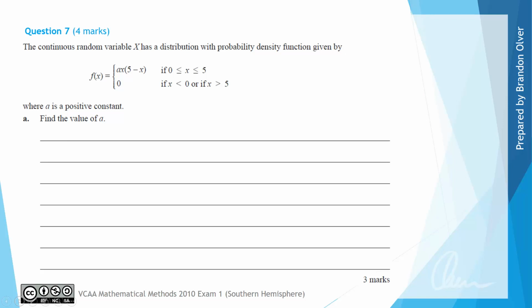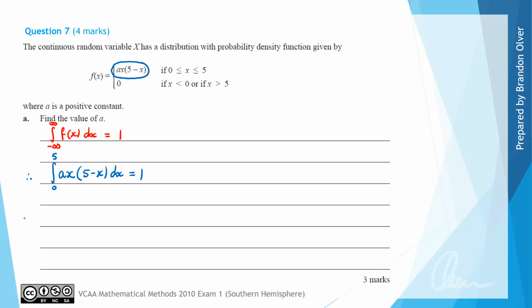So the first thing that we need to remember is that the area under an entire probability density function, so the integral from negative infinity to infinity of f of x dx, must equal 1. So for this question we can just consider the integral between 0 and 5 for this rule, because it's 0 elsewhere, so there's no area anywhere else. So we're going to go from 0 to 5 of ax times (5 take x) dx is equal to 1. That's the equation that we're going to solve.